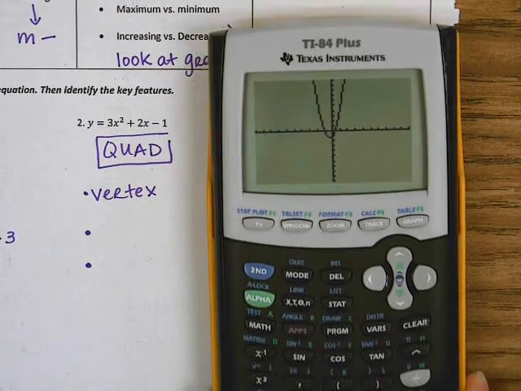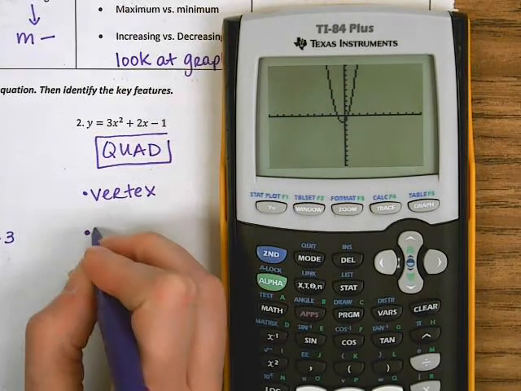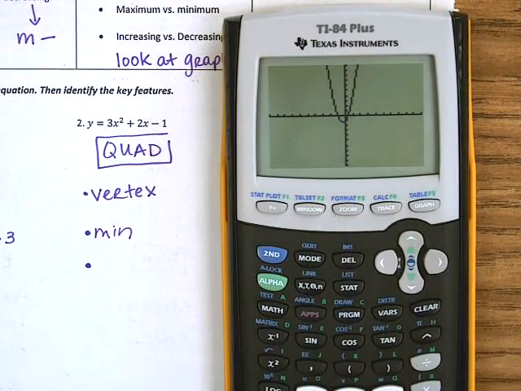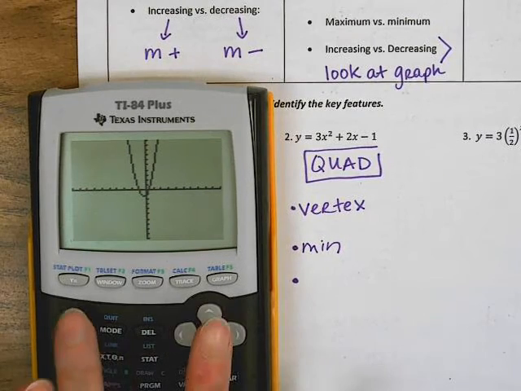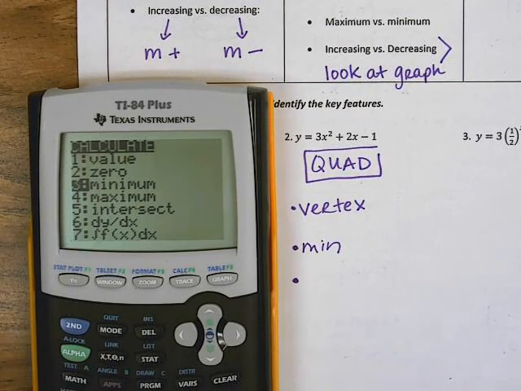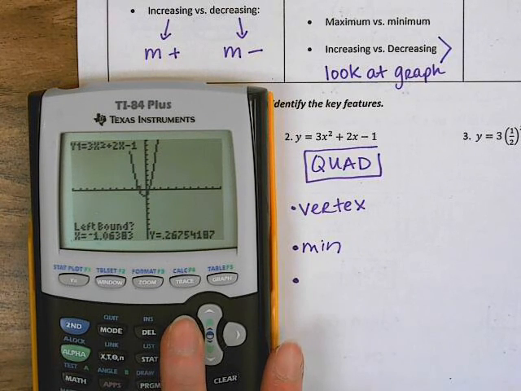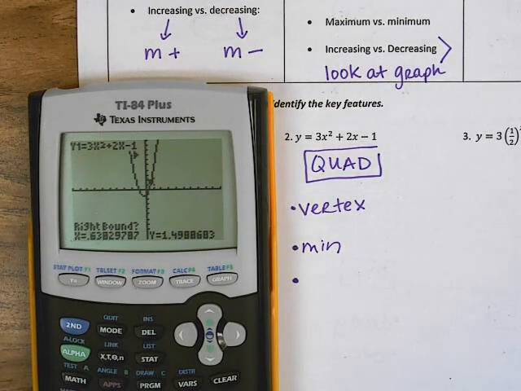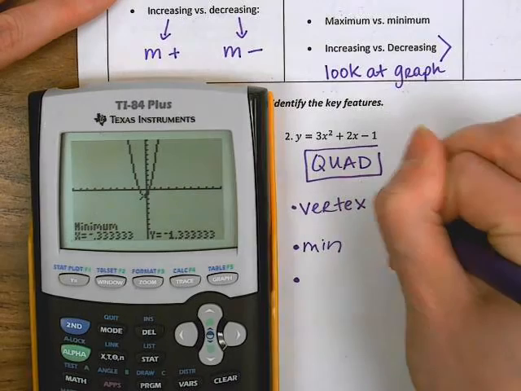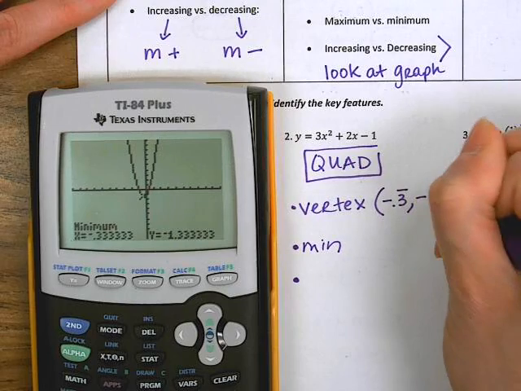Okay, to find the vertex. Well, first of all, we can tell it's a min. So why don't we do that part? It's a min. And then actually I'm going to put this over here. To find the vertex, we do second trace, option number 3, because it's a min. And then do you guys remember we get the blinker to the left of the vertex, we get the blinker to the right of the vertex, and hit enter twice. The vertex is at negative 0.3 repeating, comma, negative 0.13 repeating.